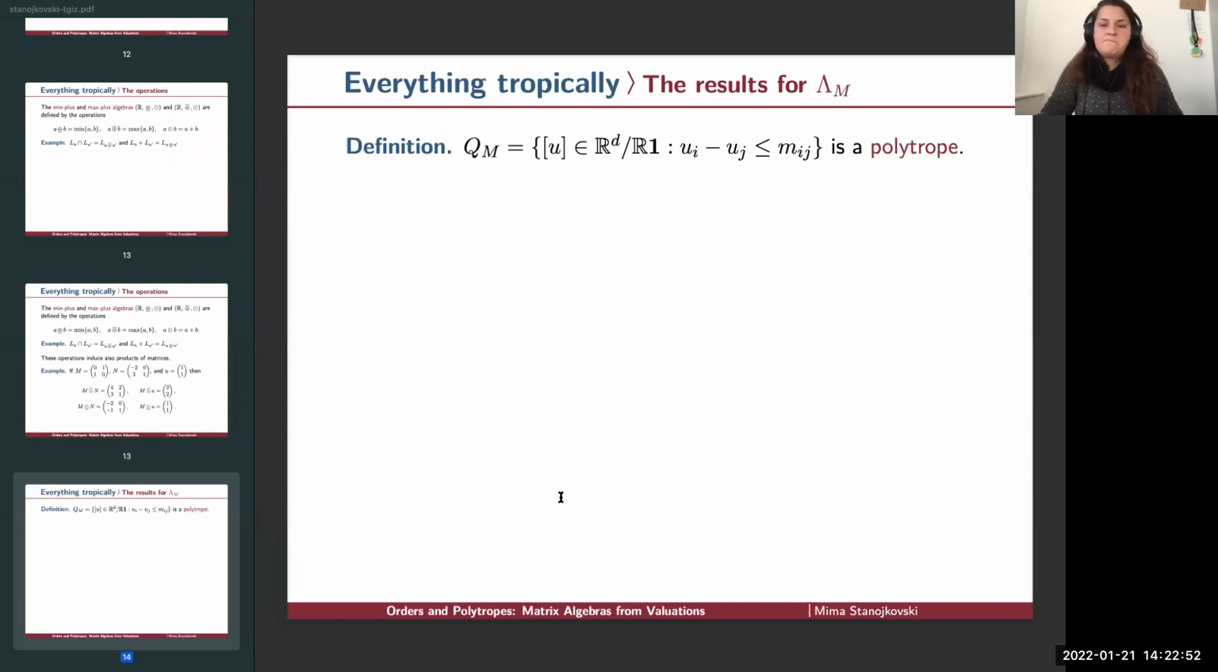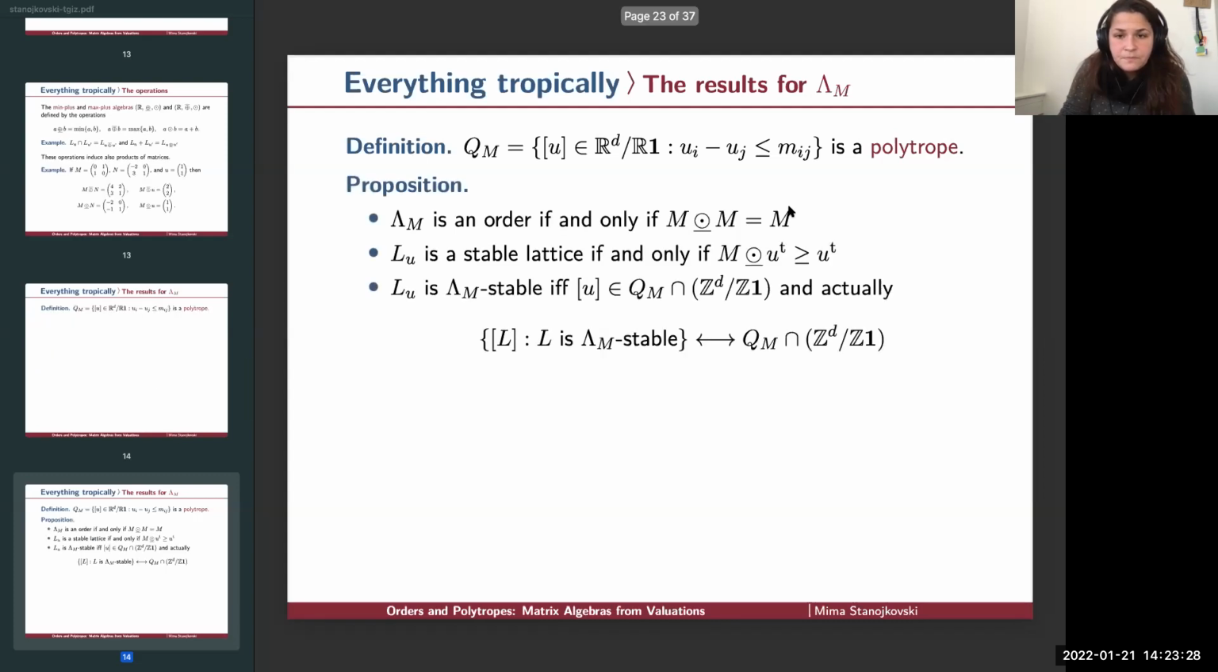Here is our first step into approaching what I told you before in terms of tropical geometry. So we define a polytrope from a matrix M to be the collection of all vectors in R to the D modulo R1 that satisfy this inequality. And we follow Josvik, Kulas, and Tran with calling them a polytrope, but yeah, in the literature, this can also be called an alcove polytrope. Why is this important for us?